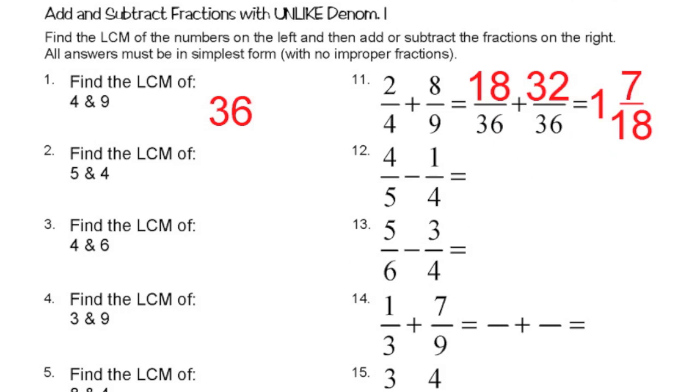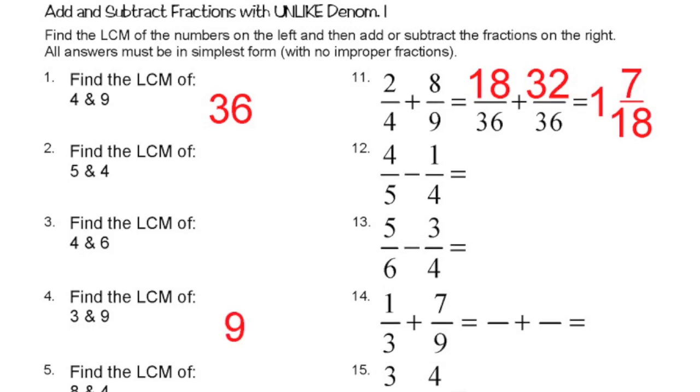Let's move on to question 4. Find the LCM of 3 and 9. Well, does 3 go into 9 evenly? Yes, actually it does. So your LCM is going to be 9. Super easy. So now, moving over to question 14, I have 1/3 plus 7/9.